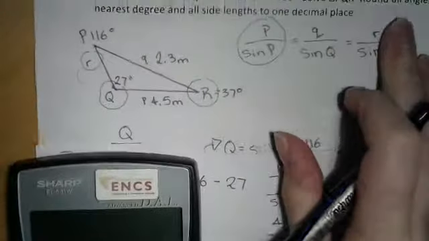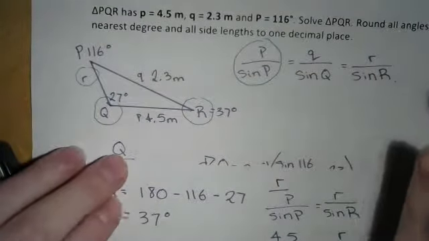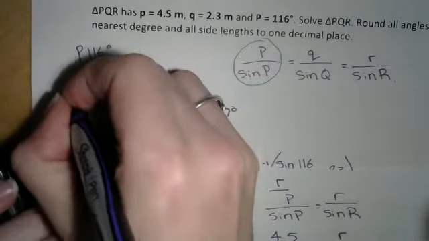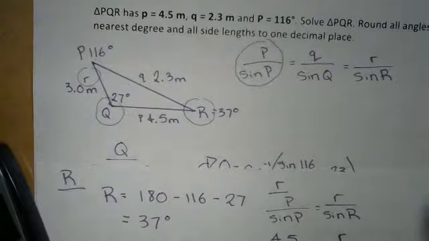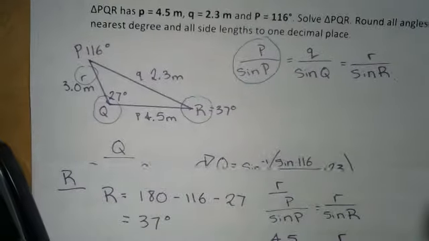So we can go back to our triangle and put in 3.0 meters. Then take a look at the triangle, make sure we have everything. It looks like we do. So we are done. We are completely finished.